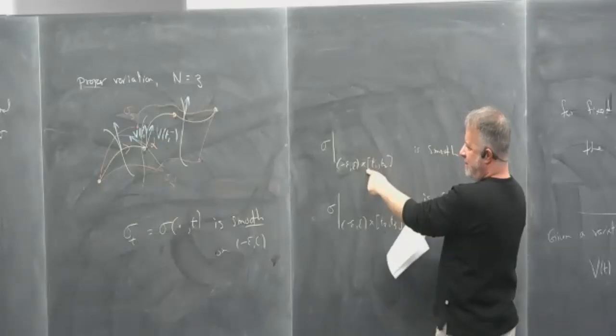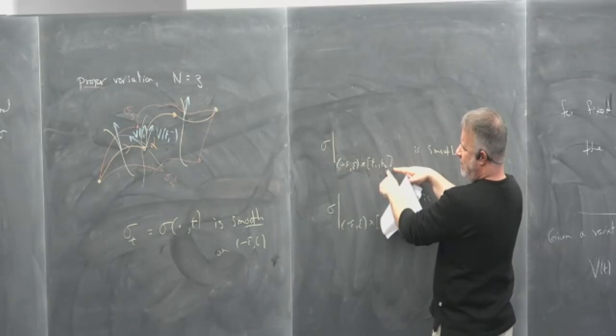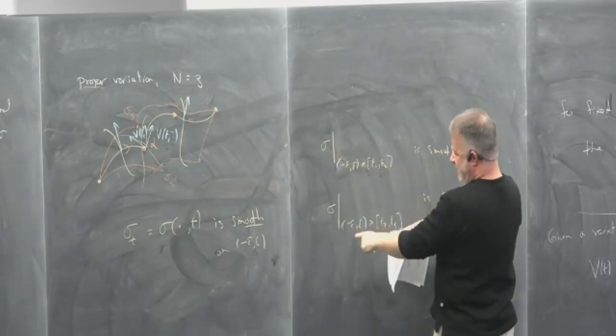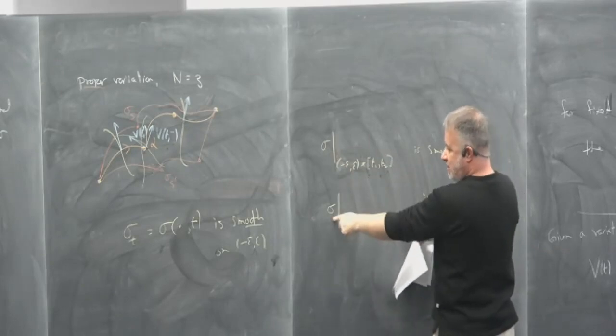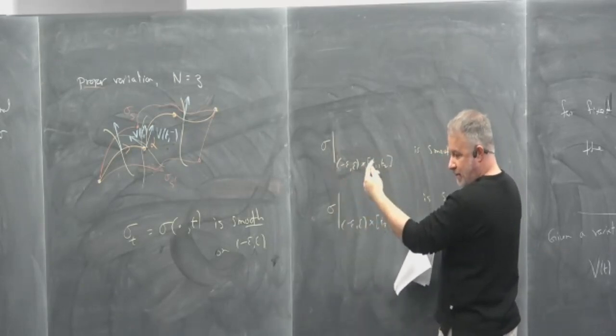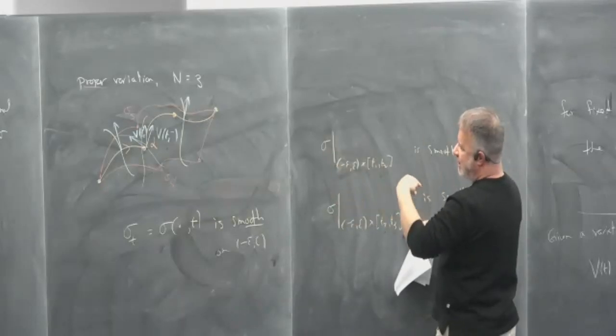In this case, there's some smooth map defined on some open set containing this, which restricts to this one. And in this case, there's a smooth map defined on an open set containing this one, which restricts to this one. And those two smooth maps are not the same, right? And that's why you're going to have a different velocity. You're going to have a V(t_k minus) and a V(t_k plus).